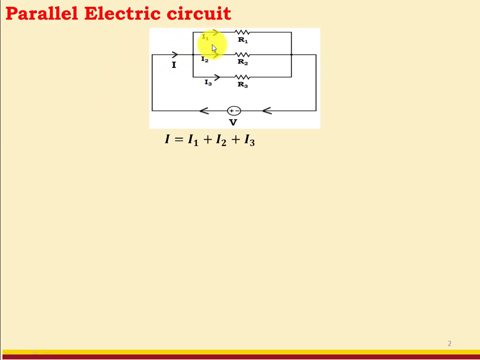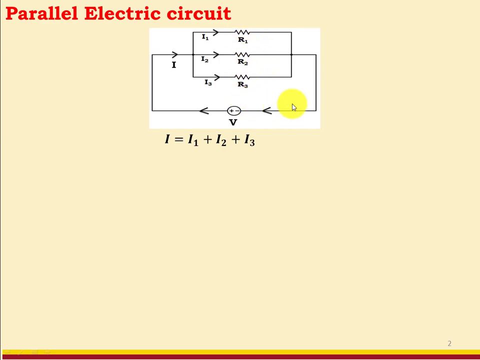Now how much is the current that is coming to this node? It is capital I. And how much is the current flowing away from the node? It is I1, I2 and I3. So we can write capital I, that is incoming current, equal to summation of outgoing current, that is I1 plus I2 plus I3.